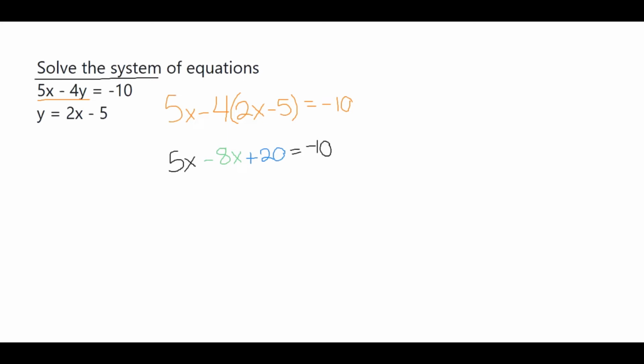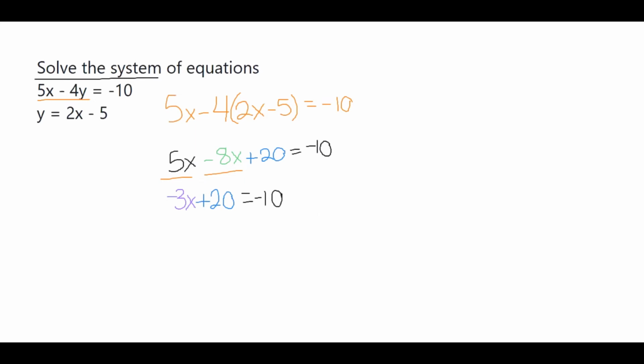So now I can combine like terms, and I'm just going to start by combining this 5x with the negative 8x. And if I combine that, that gives me negative 3x. And so there's no other like terms on the left side, so I'm just going to add the 20. And I still have the negative 10 on the right side.